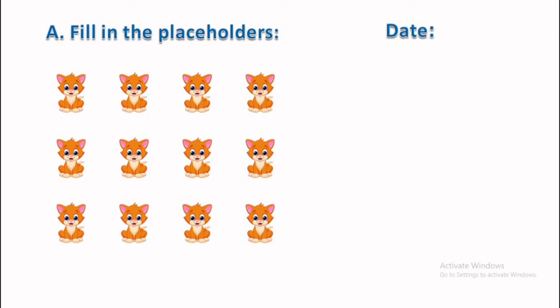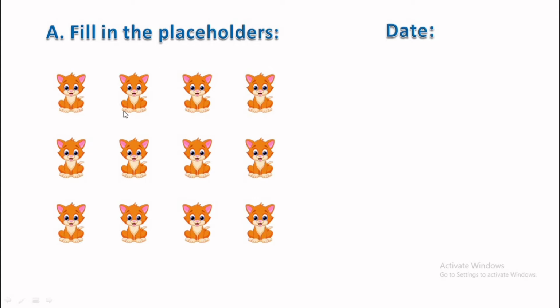There are two ways of calculating the total number of cats. One, by adding the numbers, and two, by multiplying. And how will we do it? Let us see in this example first. Then we will practice it.